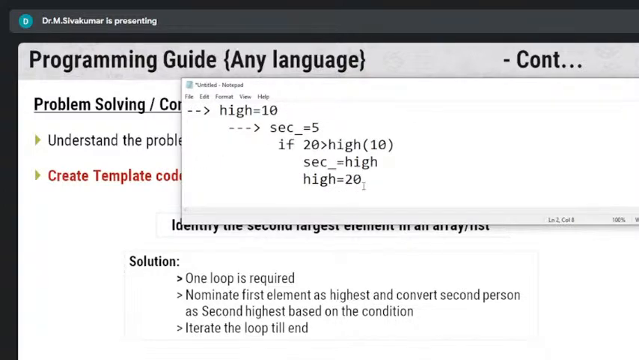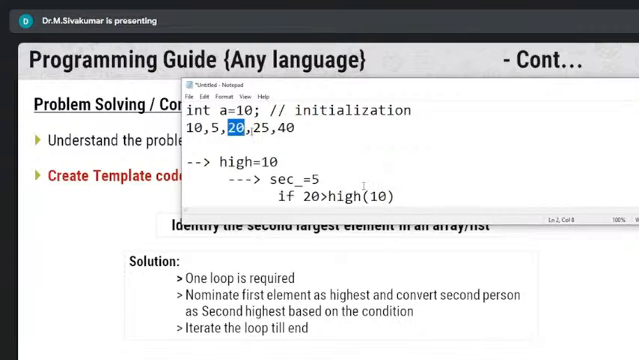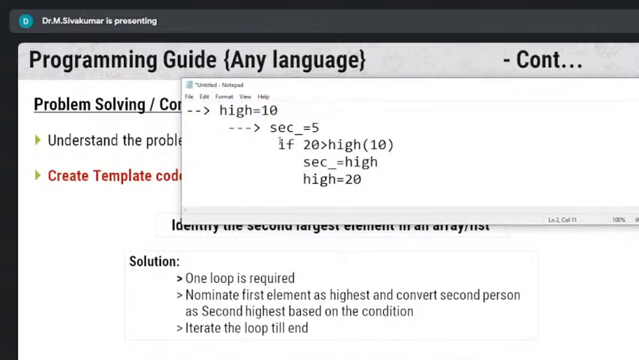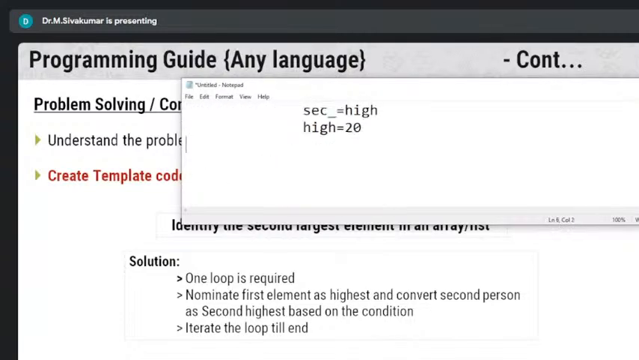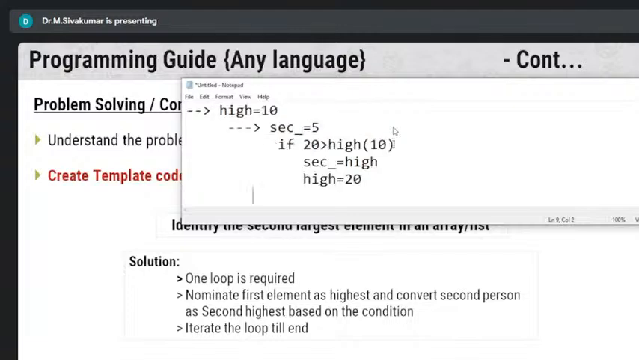That's all. Okay. And while going for the next number, for example, the next number is 25. The same thing: it is higher than 20, so it will automatically be changed here. So one more condition is also required here. I know it is hectic to understand, so please bear with me.